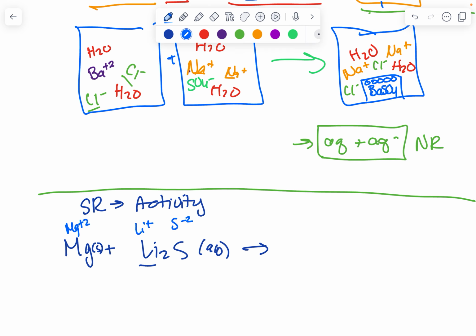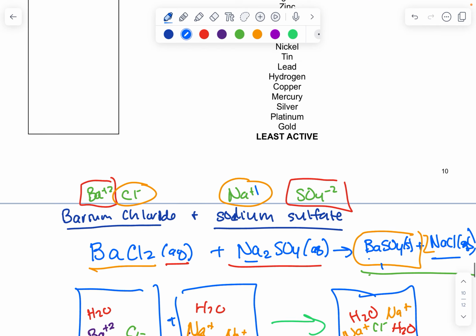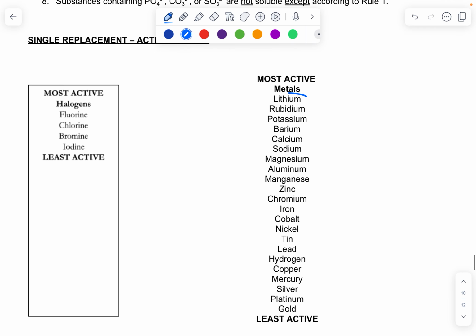Looking here, we have 1 negative that two of these positives are fighting for. So both magnesium and lithium want this sulfur. We need to figure out who is stronger and who is going to win the battle. So let's go to our activity series. We see lithium's up here. So lithium is very reactive. Magnesium's here, so it's a little less reactive. So this one is stronger, meaning it is going to win the fight.